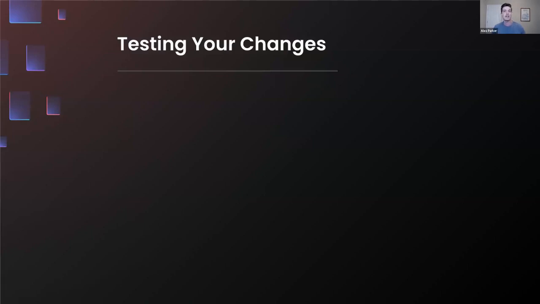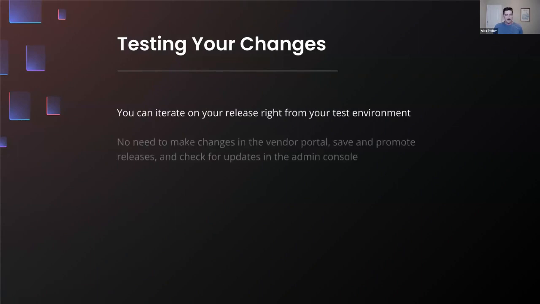But obviously, there's a lot of changes you're going to want to make that aren't config or icon previews. So there's another way that you can do this that's still more efficient than that initial workflow we talked about, because you can iterate on a release right from your test environment. So there's no need to make changes in the vendor portal and save and promote releases and check for updates and that whole process. You can do it right from your test environment.